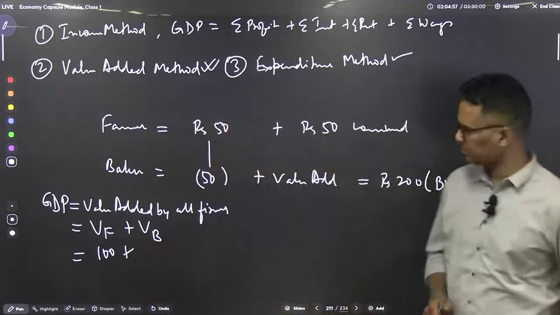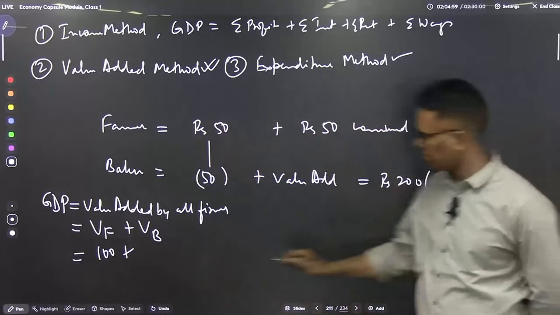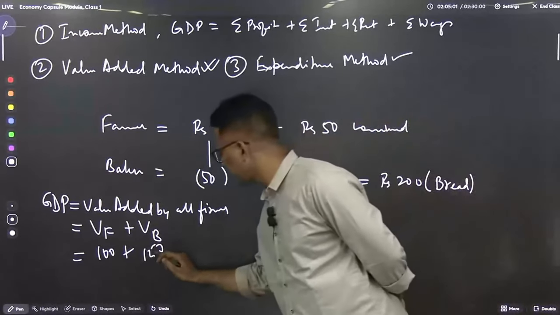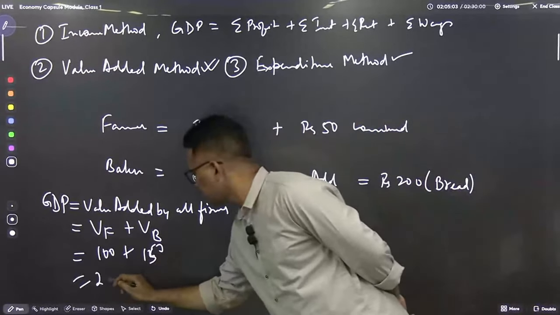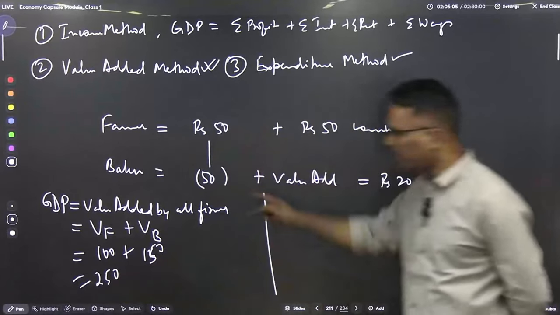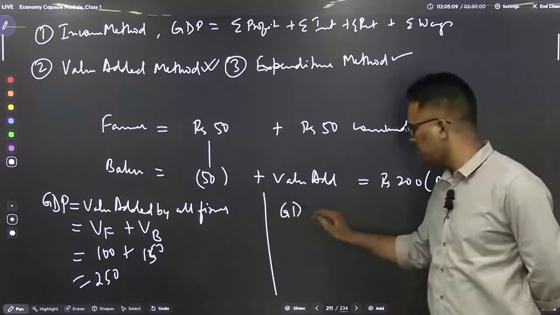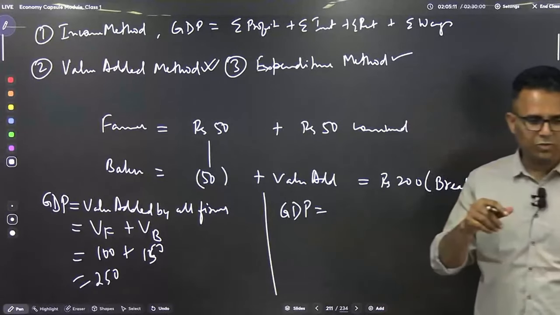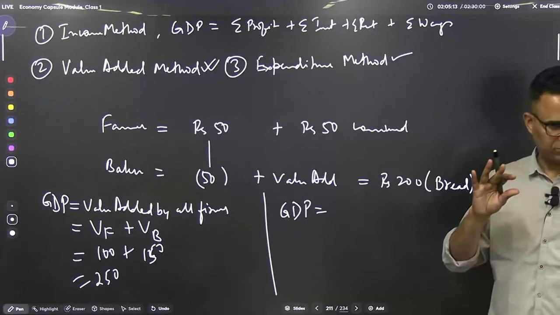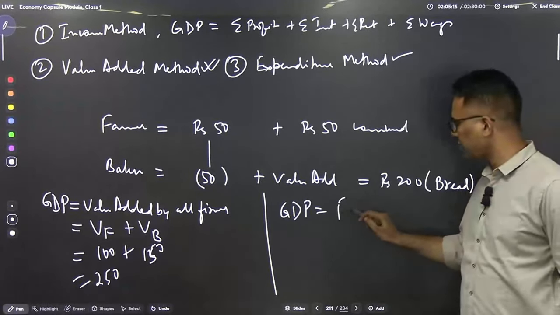Value addition by baker, 150. GDP, 250. This is by value added method. What is the standard definition of GDP? Final value of goods and services produced. How many final goods are there?